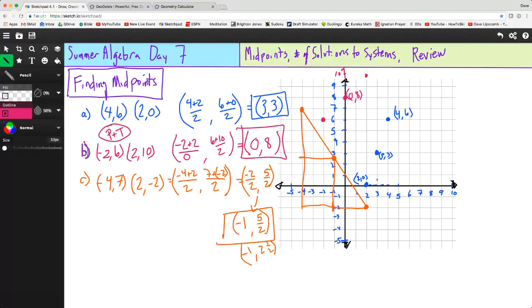So hopefully this all makes sense. Sometimes our midpoints are fractions, even when our points have all integer coordinates, right? But we have found all 3 midpoints of all of our lines. Good. All right. Now I want to go to the second key point of today's new learning in today's lesson.